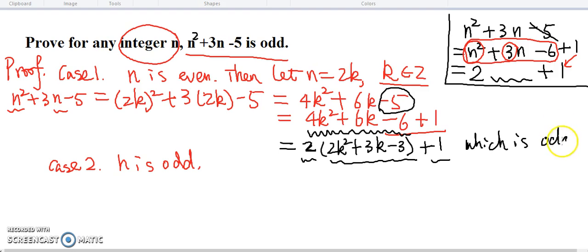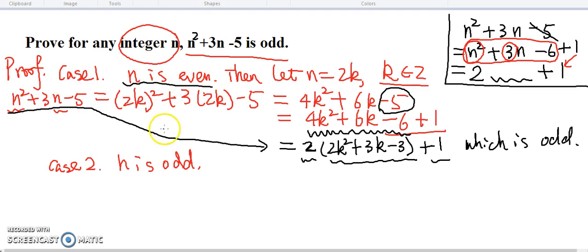So now we proved it. We started with the expression given, n squared plus 3n minus 5, and we worked it out to get this format, which is odd. So that means we proved n squared plus 3n minus 5 is odd. But this only proved one of the cases, because we proved this is odd if n is even. We haven't proved if this statement is true if n is odd. So in this case, we're going to prove it similarly.